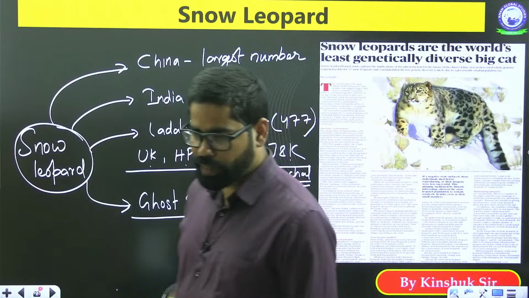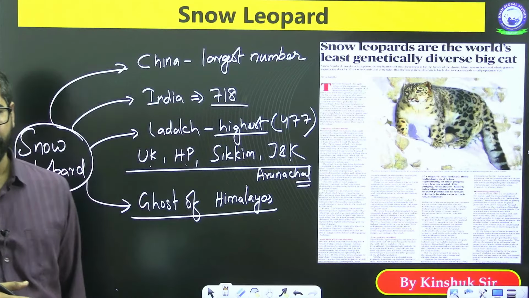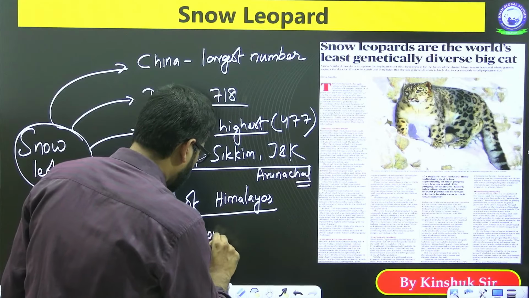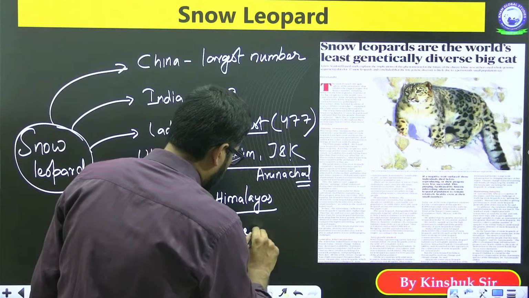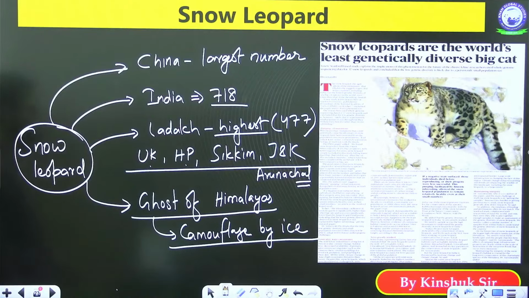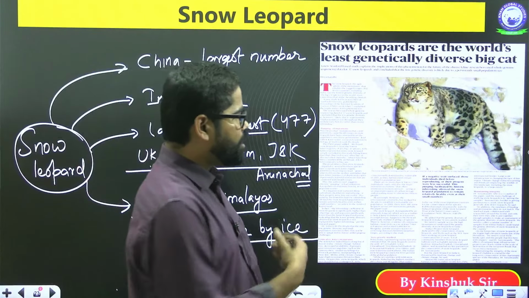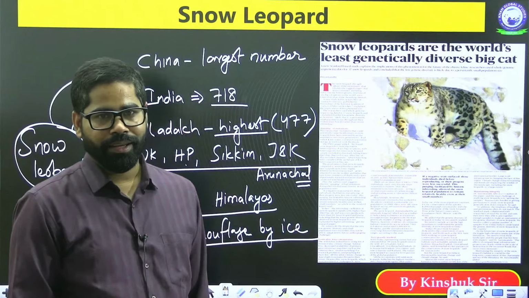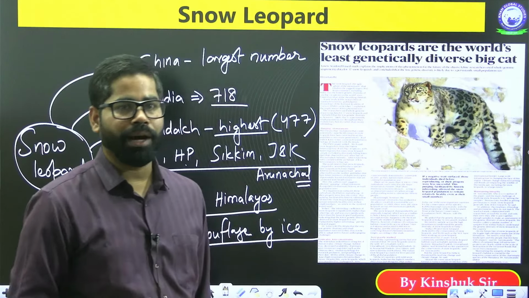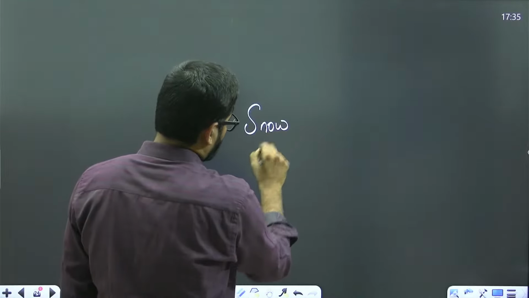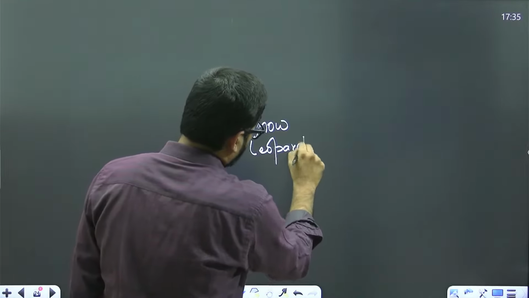Yes, it is able to do this camouflage, by ice. So it remains hidden in that ice and rocks, and then it attacks its prey. That is why it is called the ghost of the Himalayas.